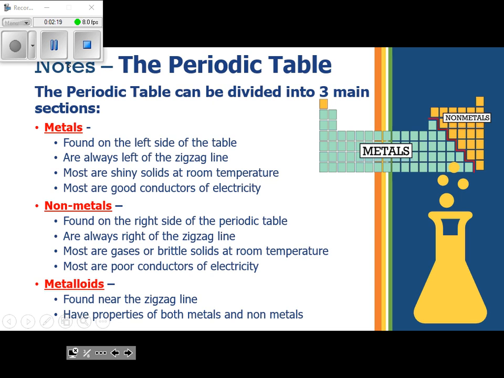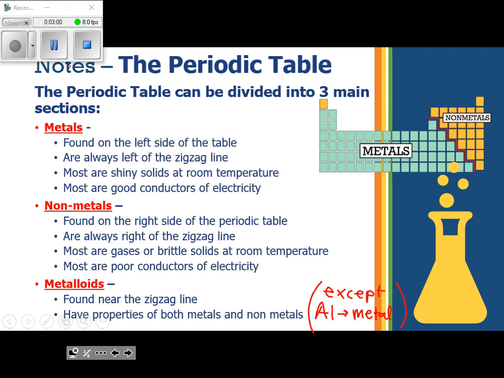Now, there are some special elements that bridge that staircase line. They touch the staircase line, and they're called metalloids. They're found near the zigzag line, and they have properties of both metals and non-metals. They're mainly solids. Some of them have luster. The exception to this rule is aluminum. It's always a metal. So even though aluminum touches that zigzag line or that staircase line, it always behaves like a metal. So those are the 3 main groups that the periodic table can be divided into.